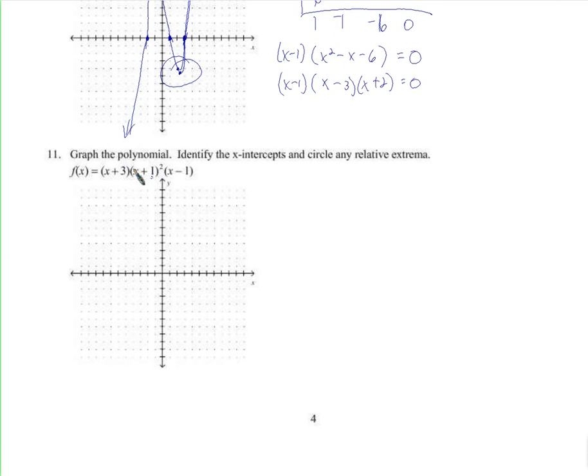This is pretty simple. It's all factored, so I know that if I set each of these equal to 0, I would find negative 3 is an x-intercept, negative 1 is an x-intercept, 1 is an x-intercept. This repeated factor has an even power, so I know it would bounce off. I know if I multiplied it out, it'd be a 4th degree with a positive leading coefficient. If you don't believe me, multiply it out.